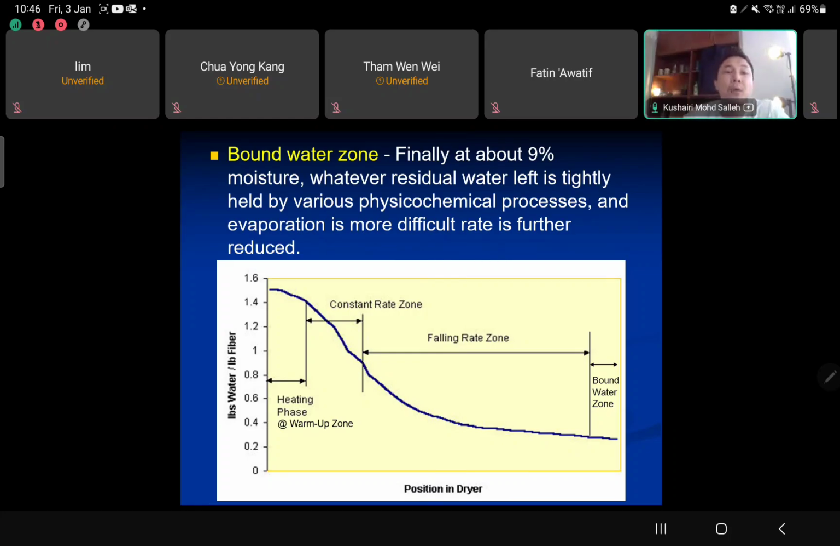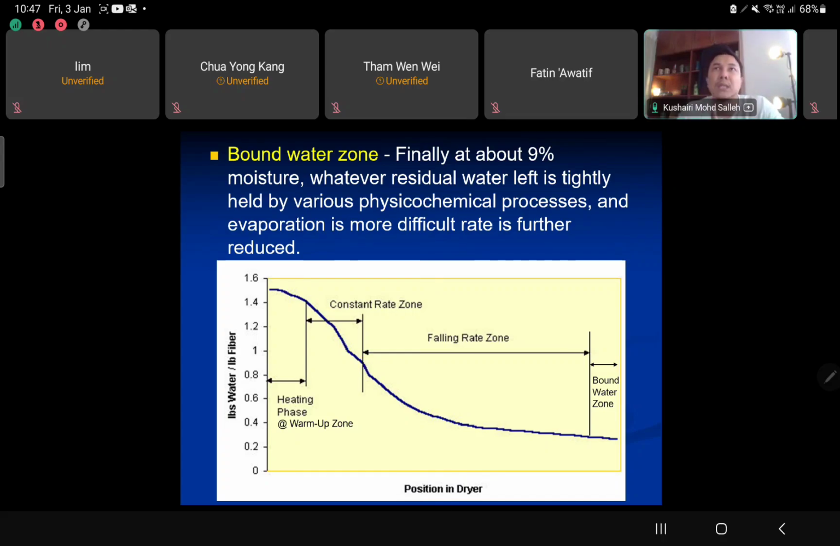And then we have the bound water zone. Finally, at about 9% moisture, whatever residual water left is tightly held by various physico-chemical processes, and evaporation is more difficult, so the rate is further reduced. This is where the evaporation rate is the lowest. If you can recall what I have taught before, the targeted moisture content of the pepper is about 6 to 8%.